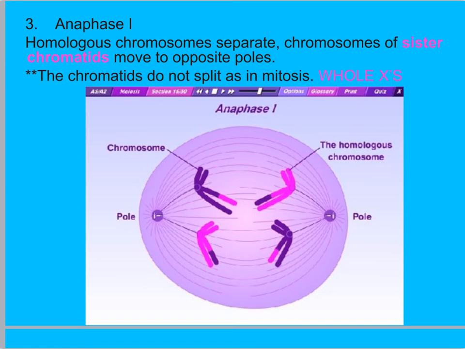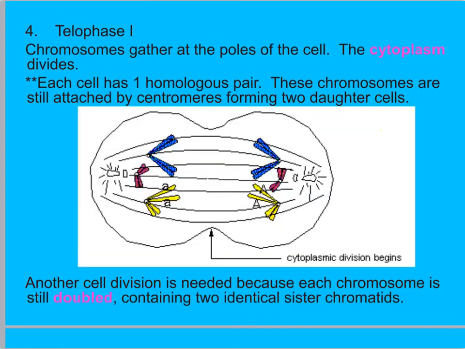In anaphase 1, very similar to mitosis, the chromosomes are going to separate and move towards opposite ends of the cell. But another major difference is that the chromatids do not split like they do in mitosis. In mitosis, they split into V's, and the V's move to opposite sides of the cell. In anaphase 1, they're still whole X's. Notice they're still whole X's moving to opposite sides of the cell. So it is important for you to make sure that you draw this correctly for your packet and your test.